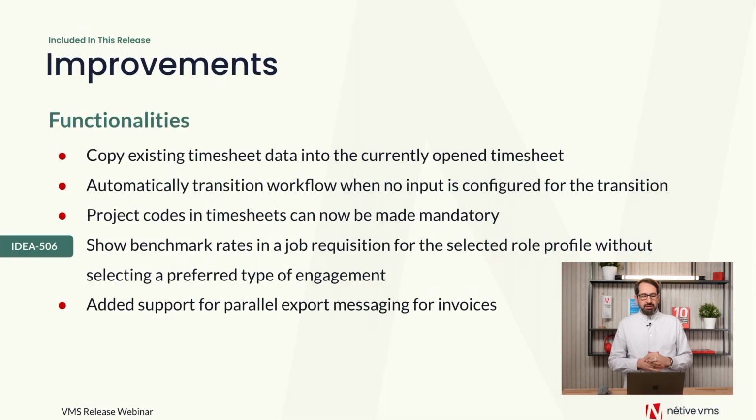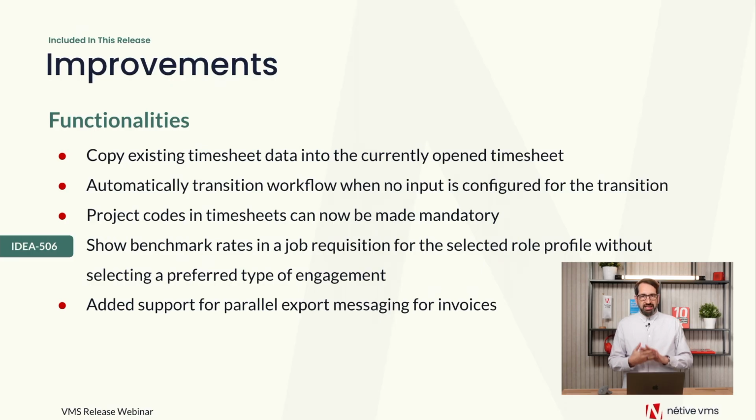One idea that was logged that we have implemented is that previously you would need to select the preferred type of engagement in a job requisition to be able to show the benchmark rates for a role profile. So you would create a new job requisition, select a role profile, and basically you would like to see the benchmark rates for that role profile immediately, and it was gated behind selecting that preferred type of engagement. That is no longer necessary, so these benchmark rates will show as soon as you select the role profile.